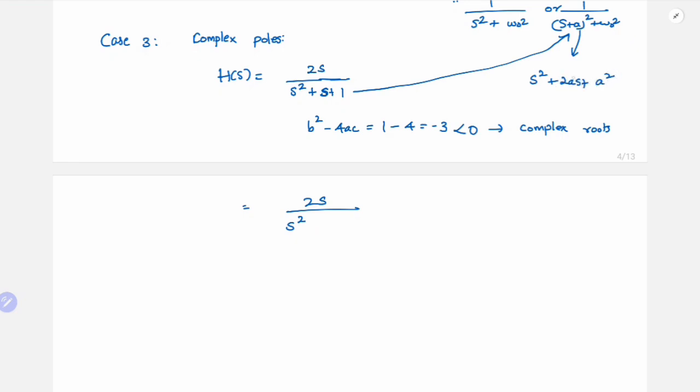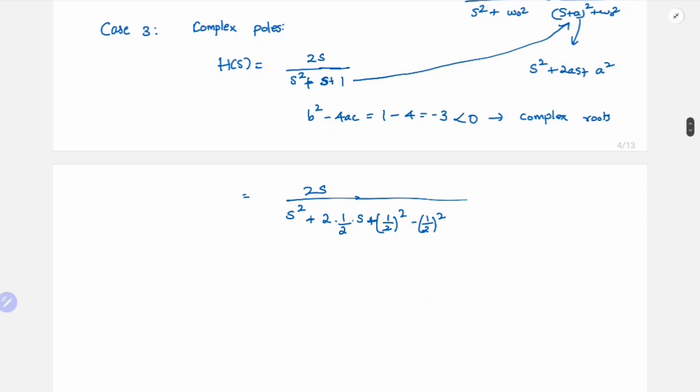So now I have to find this a, right? So my a will be nothing but half here. So I'll write it like this: 2 into 1 by 2 into s, and I add and subtract 1 by 2 whole square. If this is negative, then I'll have a negative sign here and I'll have s minus a here. That way, simpler only. Then I have this term plus 1 here already.